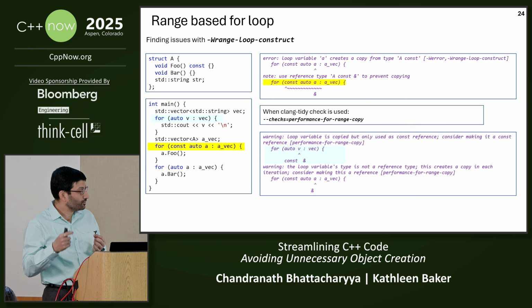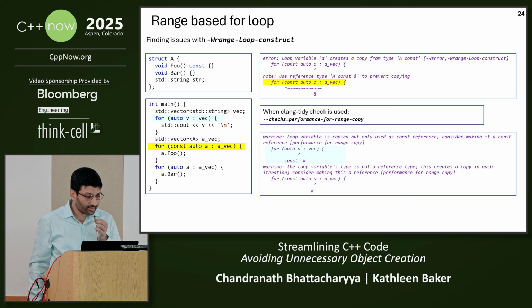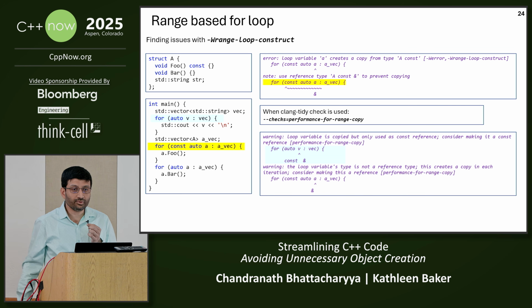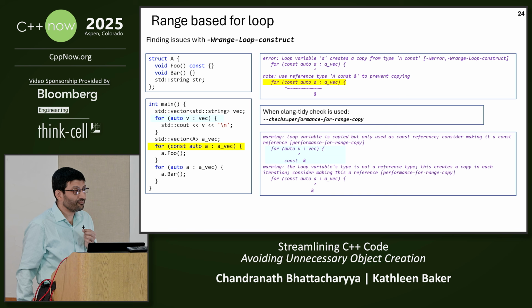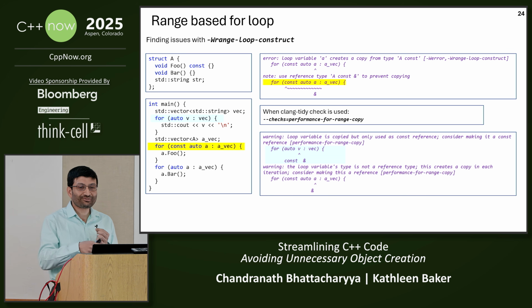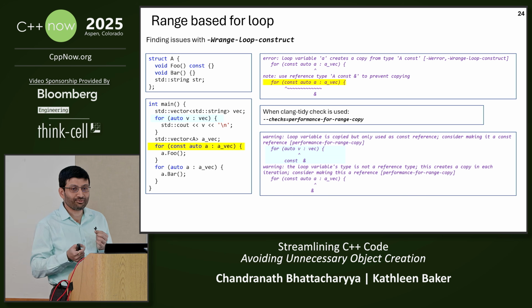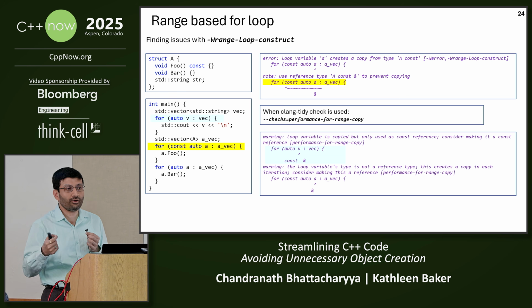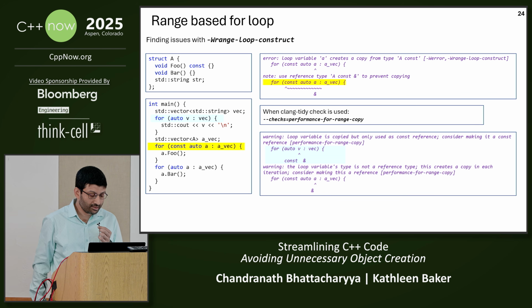Okay, so then the question is, what about the last loop? The one that calls bar? Why is it not flagged? Yeah, go ahead. It's calling a non-const function. Exactly, that's awesome. So the last one is not actually being flagged because it's calling a non-const function over there. So it leaves it up to the developer's discretion to use a reference in that particular case.